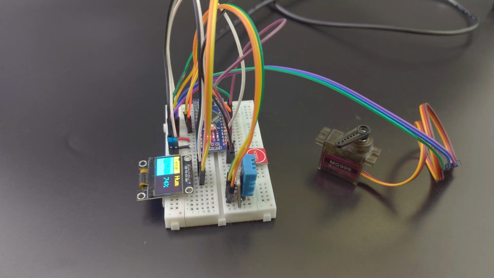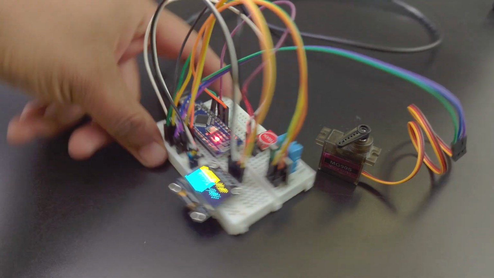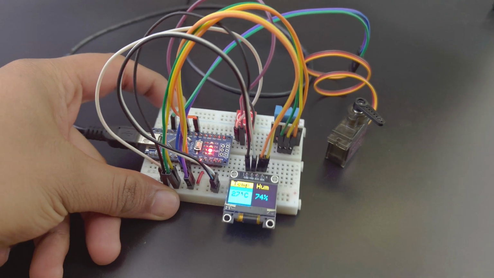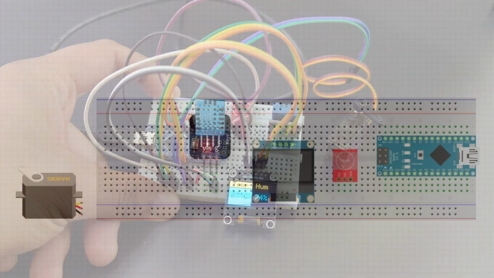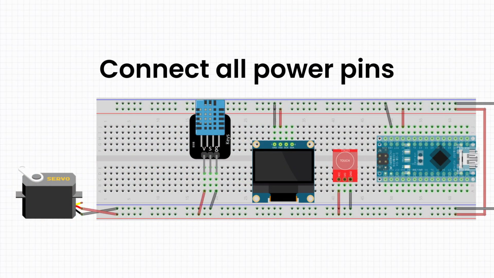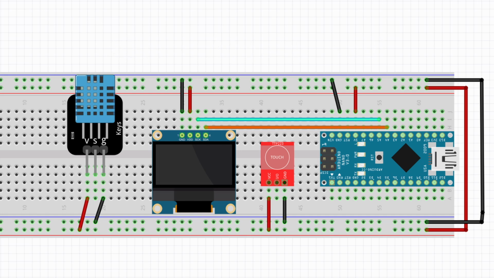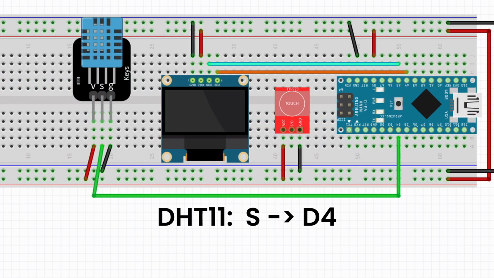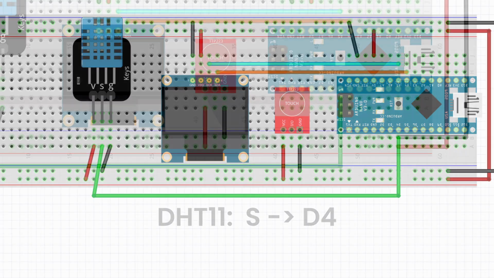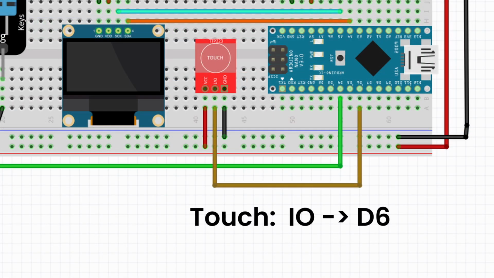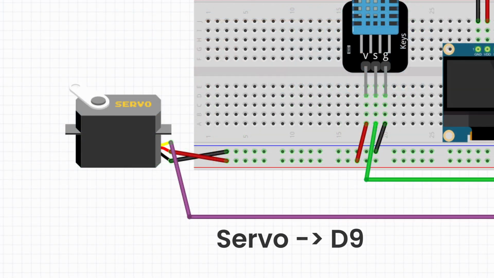Now I've prepped the breadboard with the components. We should test the project before we make holes in our base. Let's make the connections. Connect all the power pins to 5V and ground of the Nano. Connect the OLED display to the I2C pins on the Arduino. They're usually the A4 and A5 pins. Next, connect the DHT11 sensor to pin 4. Connect the touch button to pin 6. Connect the servo to power and pin 9.